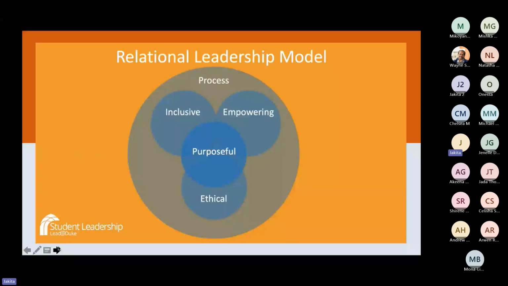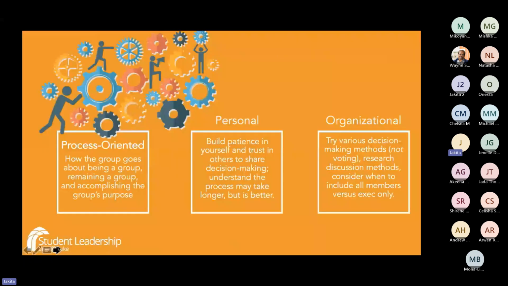Process-oriented leadership refers to the overarching way a group goes about being a group, remaining a group, and accomplishing the group's purpose. Personally, you can work to build patience in yourself and trust in others so that you feel capable to share decision-making with the entire group. It's important to understand that the process may take longer this way, but it will also produce a more robust, lasting, and effective result. This is why it's important to build some patience in yourself and trust in others.